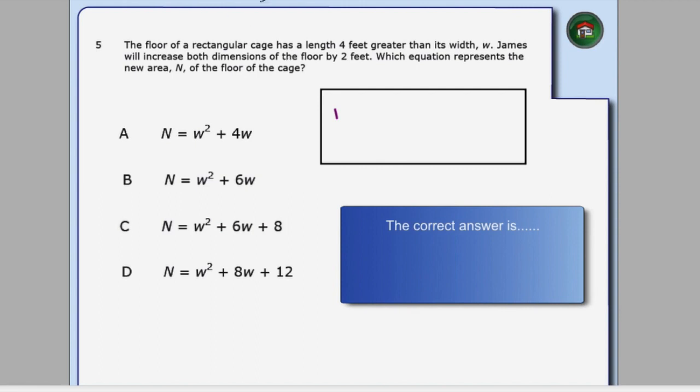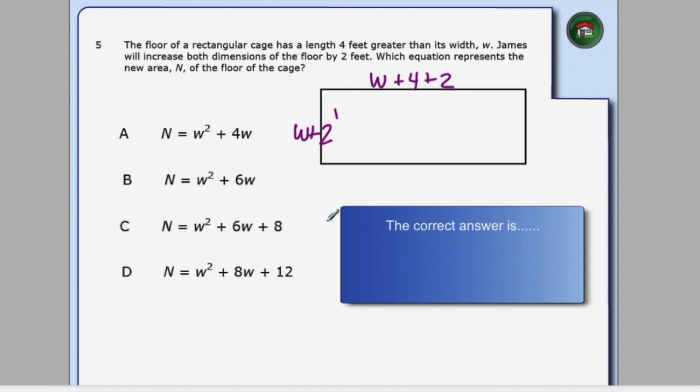And let's read it again. The floor of the rectangular cage has a length 4 feet greater than its width, W. So the width of that cage is W. The length of it is 4 feet more than that. James will increase both dimensions of the floor by 2 feet. So the W would get 2 added to it, and the W plus 4 would get 2 added to it.